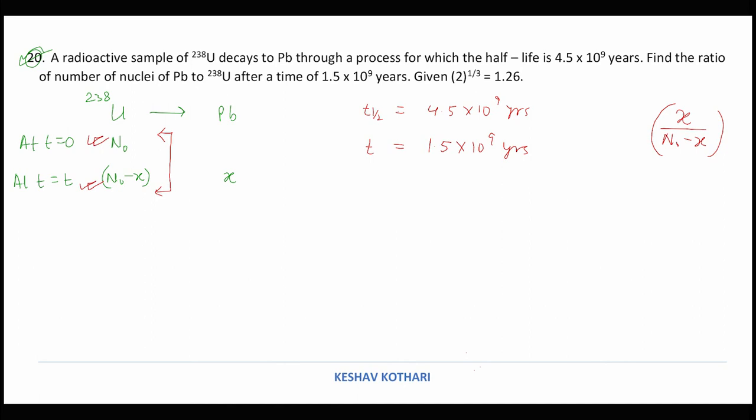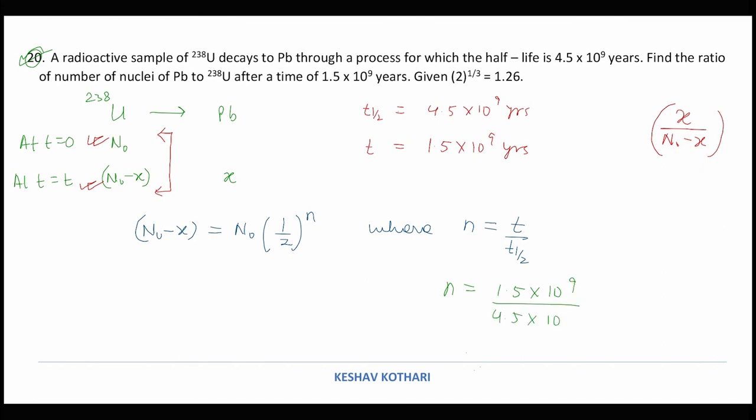So if we proceed with this particular problem, I can say that N0 minus x is equal to N0 times half to the power n, where n can be written as t upon t half. Using this formulation, we first of all calculate the value of n. For this problem, we get n equals 1.5 into 10 to the power 9 upon 4.5 into 10 to the power 9. That is, we get a value of 1 by 3.